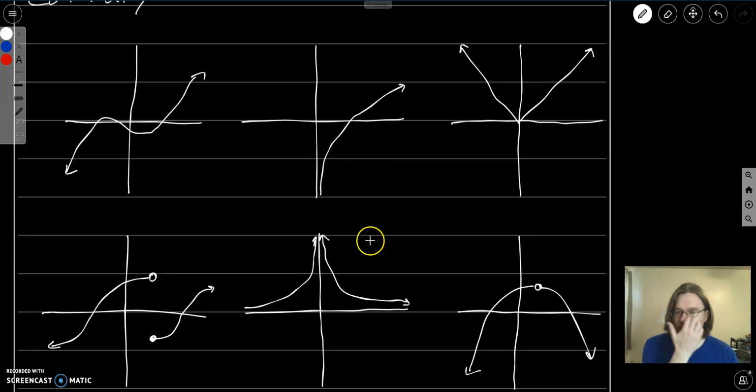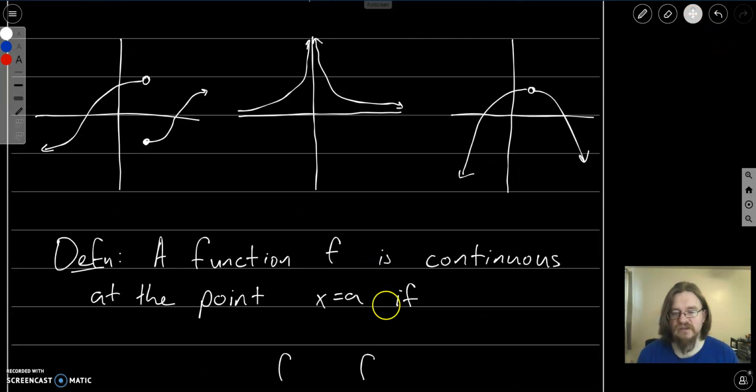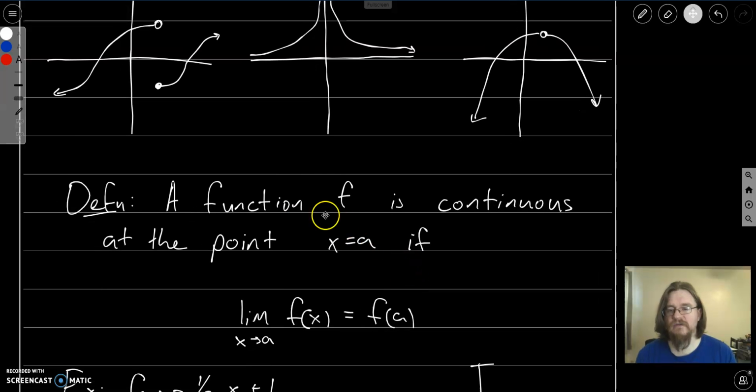The way that we define mathematically the difference between these, the continuous functions, and these, the discontinuous functions, is by using limits. So here is the exact definition. A function f is continuous at the point a if the limit as x approaches a is equal to the function value at that point.